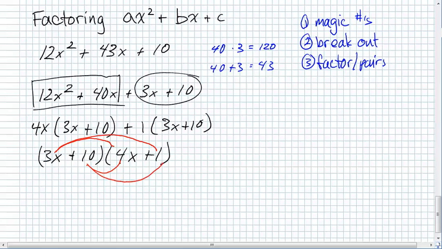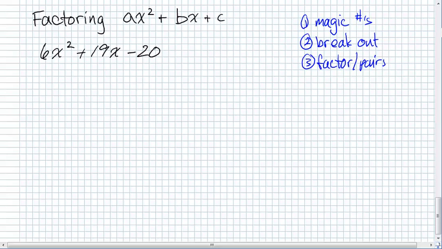Here's one I'd like you to try on your own. Okay, I'm going to give you 3 seconds to look at this one. You want to first of all try and figure out what magic numbers multiply to give negative 120 and have a difference of 19. I'll give you 3 seconds to do that. Okay, and hopefully you found out that the magic numbers are 24 and negative 5. From here then, I wait another 3 seconds and you can finish factoring that using the breakout method.